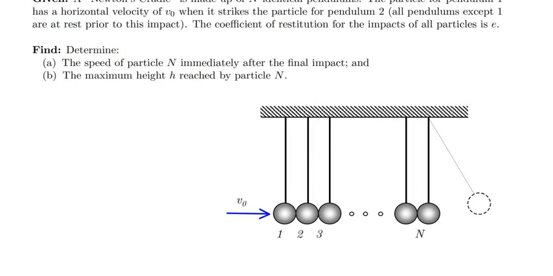And given the coefficient of restitution of all the impacts e, as well as the initial velocity v0, what I'd like to find in this example is the speed of particle n immediately after the final impact, and also the maximum height h reached by the particle n.